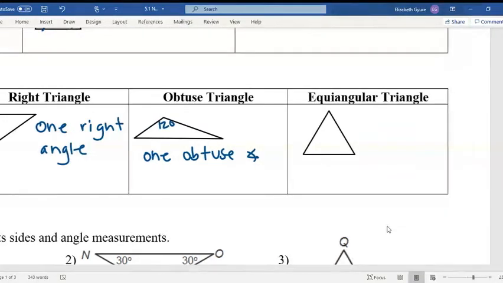Good, and then equiangular, somebody at home, who has an idea of what equiangular might mean? Equiangular. Yeah, thanks, Mariah. Equiangular, equal angles, right? All the angles are going to be congruent. So all three angles are congruent. And they'll either be marked with the little congruent signs.